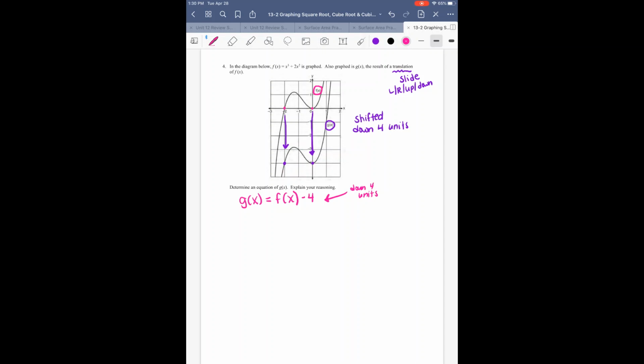Okay, and it wants us to explain our reasoning. So the graph of g of x is shifted down 4 units.